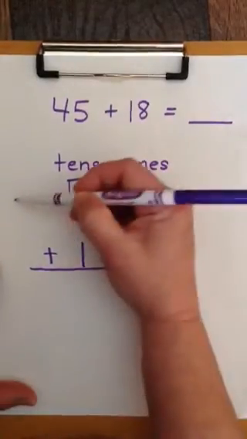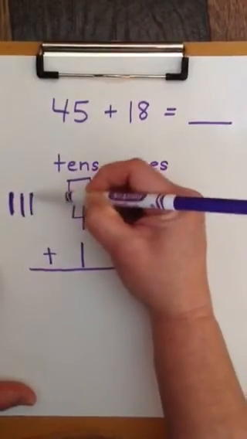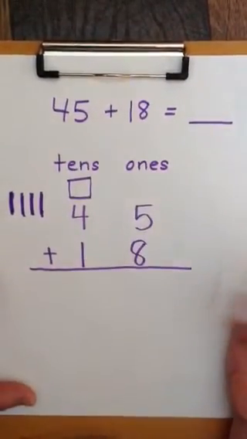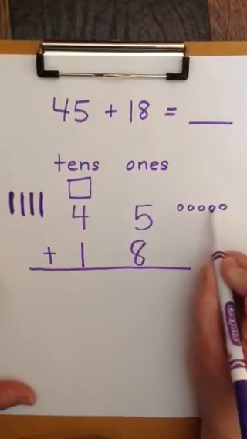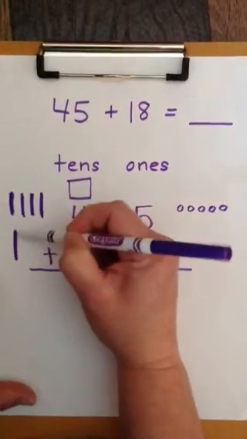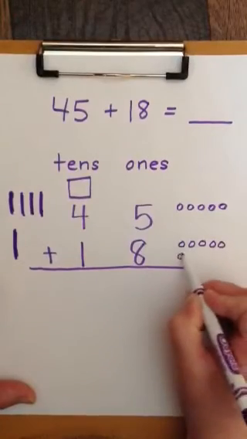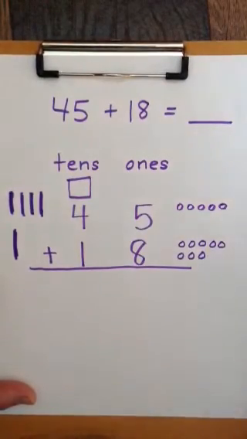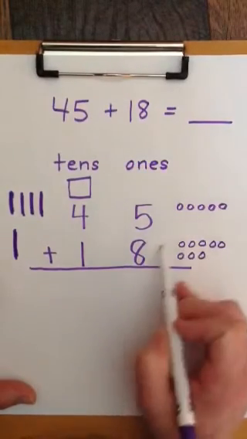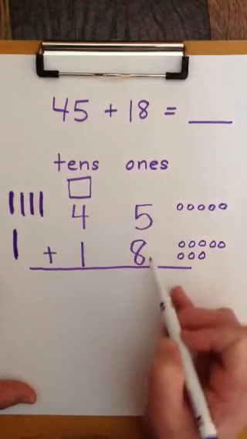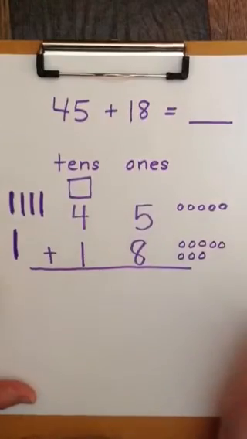Actually, I'm going to draw my picture. 45 has 4 10s, 1, 2, 3, 4, and 5 1s. 1, 2, 3, 4, 5. 18 has 1 10 and 8 1s. 4, 5, 6, 7, 8. All right, now we're going to go ahead and add our ones. 8, and I'm picking 8 because it's the larger number even though it's not on top. I'm going to start with 8 and count on 9, 10, 11, 12, 13.